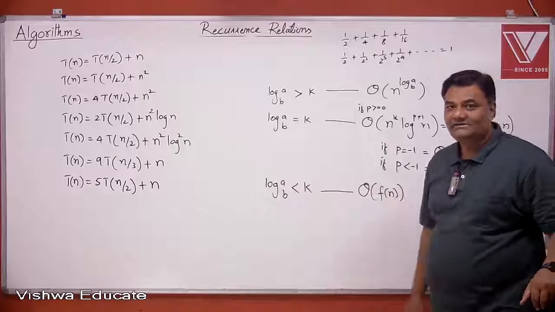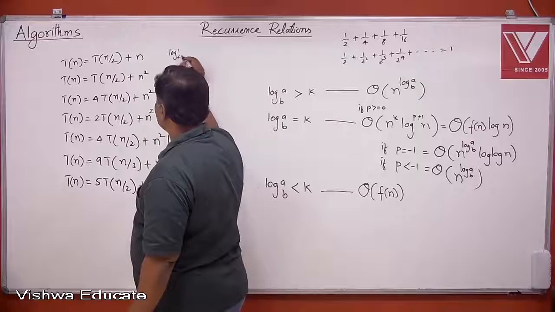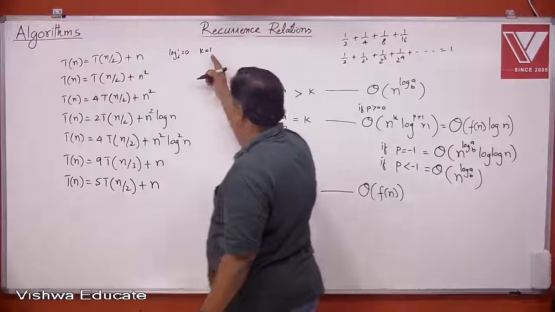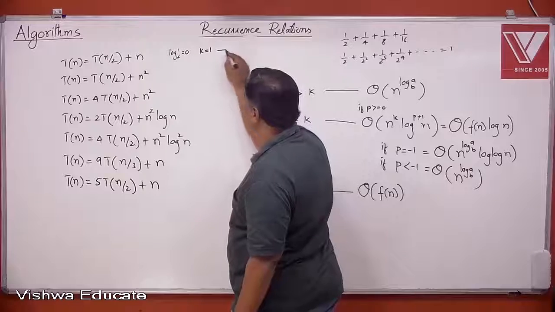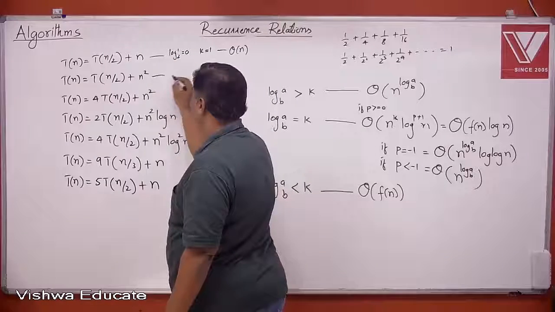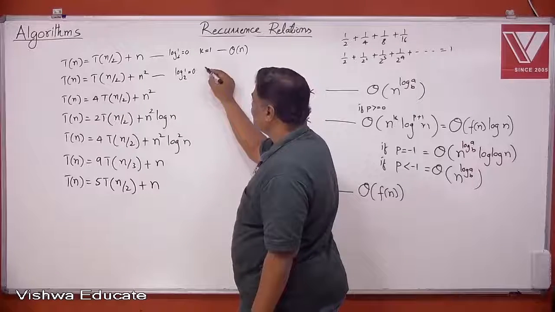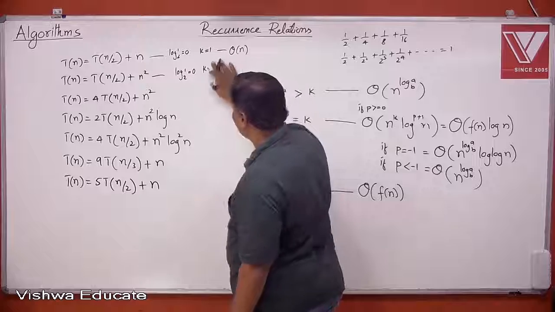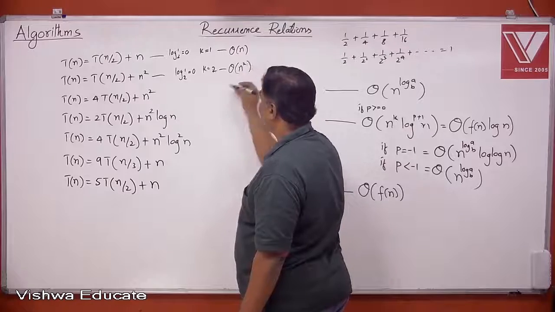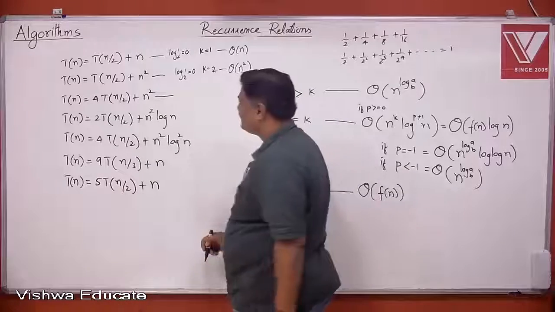Find out the answers for these. Log a base b, log 1 base 2 is 0 and k is how much? 1. So who is greater? This one. So this comes under which case? Third case. So the answer is theta of n, just f of n. Here, log a base b, a is 1, b is 2, so this is 0 and k is 2, power of n is 2. So this is theta of f of n, whatever f of n is. Coming under case 3, right?